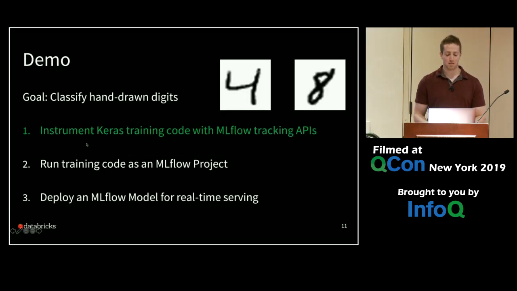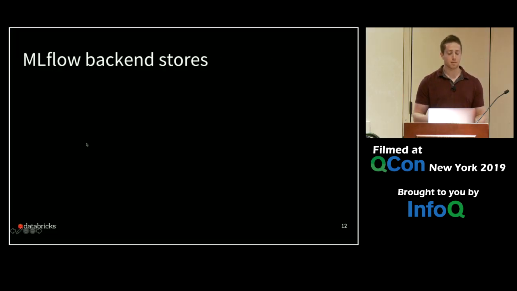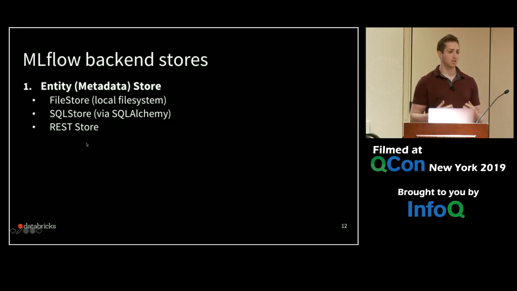Now I'm going to hop back into the presentation and talk a little bit about how you can get started with MLflow tracking within your organization. The MLflow tracking service backend is divided into 2 components. The first is an entity or metadata store that's designed to collect and aggregate all of the lightweight metadata associated with a training session. This is for your metrics, your parameters, and source and version, for example.